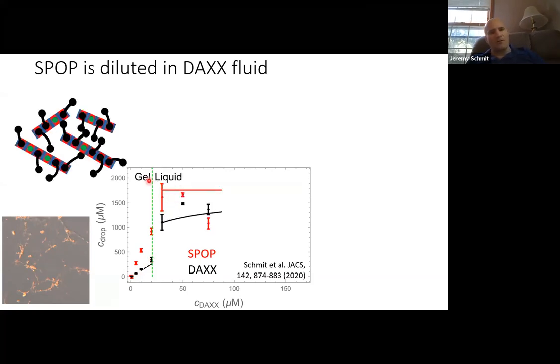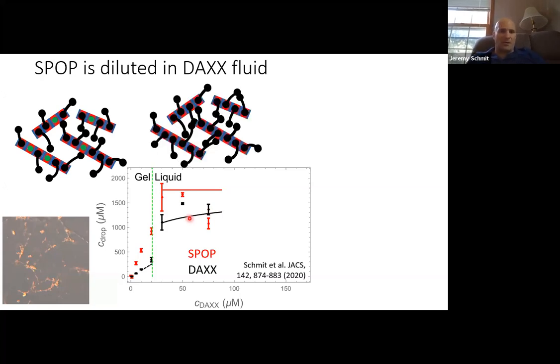Next, when we go into the liquid phase, the density in the liquid phase is basically set by the volume of this assembly right here. And this looks to me kind of like a cylindrical brush, okay? We've got this central axis here with bristles hanging off to the side. And so the radius of this cylindrical brush should be given by the radius of gyration of the DAX. And if we plug that in, it turns out that it gets the concentration of SPOP and the concentration of DAX pretty darn close here.